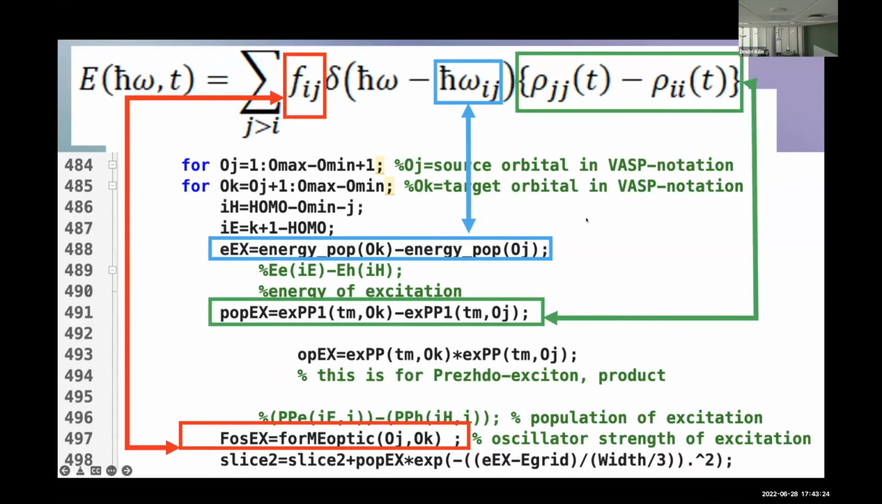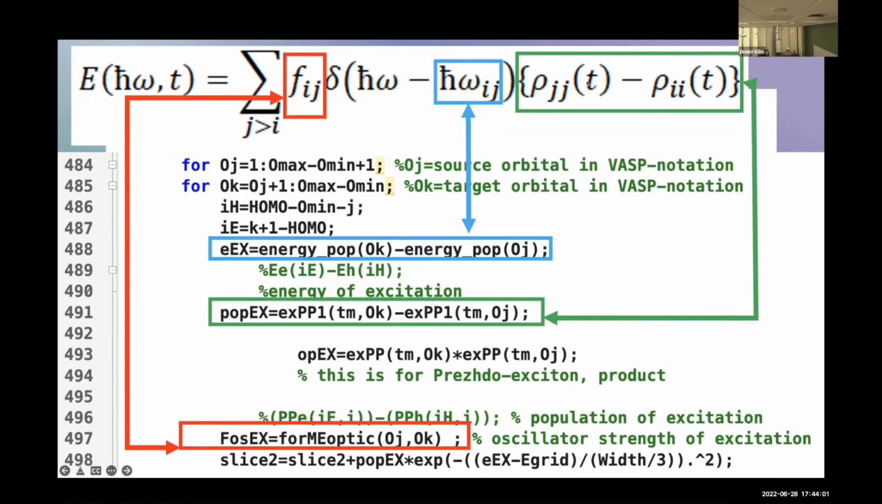Okay, another prerequisite for photoluminescence is that the emitted photon should match the energy difference between the initial and final states. So the frequency of the emitted photon equals the energy difference between initial and final. And the third prerequisite is that the emitting pair of states should have non-zero oscillator strength, a non-zero transition dipole, and should be able to contribute. And then we scan over all the things.